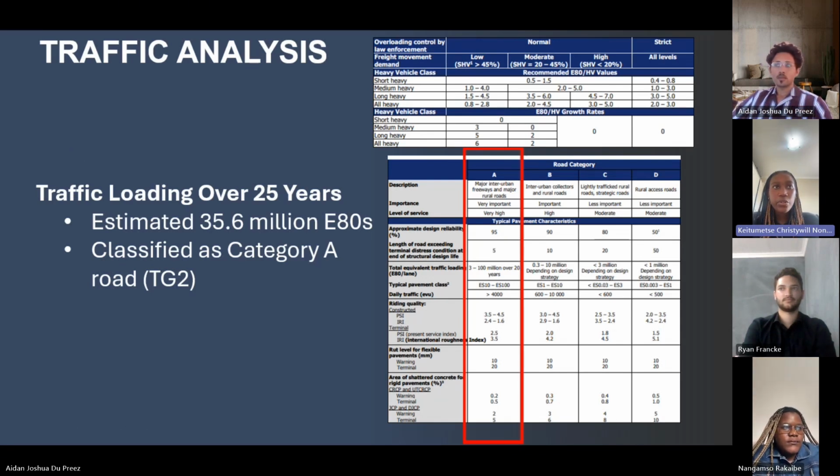This places the road under category A, which according to the South African Pavement Engineering Manual, supports between 10 to 30 million E80s over its design life. So what do these calculations mean in terms of pavement design? The traffic analysis has several implications on pavement design. It classifies the road as a category A road due to its high traffic load, necessitating a robust design of pavement solutions.